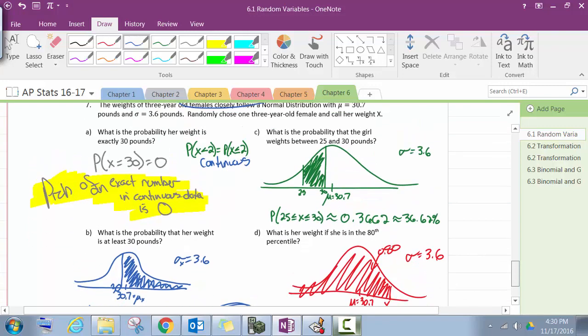Now the rest of this is review. What is the probability that the girl weighs between 25 and 30 pounds? The work I want to see is our normal distribution, our mean marked in the middle, 30.7, standard deviation up in the corner, and then the numbers we're dealing with, 25 to 30, and shading. We want to find the area there. So the probability that x is between 25 and 30.